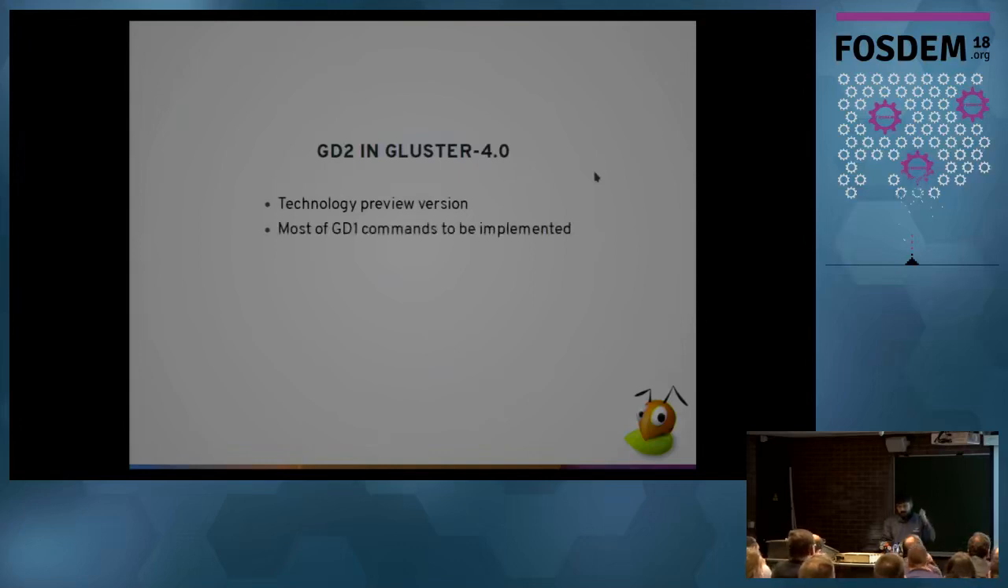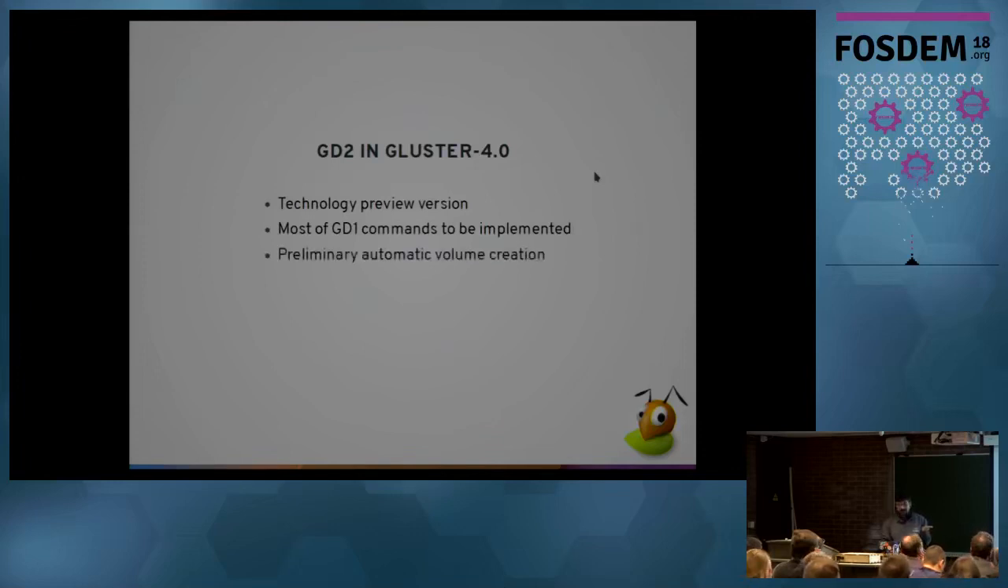So in 4.0, we'll have most of the Gluster D1 commands, or original Gluster CLI commands, implemented. There'll be some commands missing, particularly related to tiering, related to the internal Gluster NFS servers, and some integration pieces that we had with Samba and Ganesha and others. So they will be missing in 4.0.